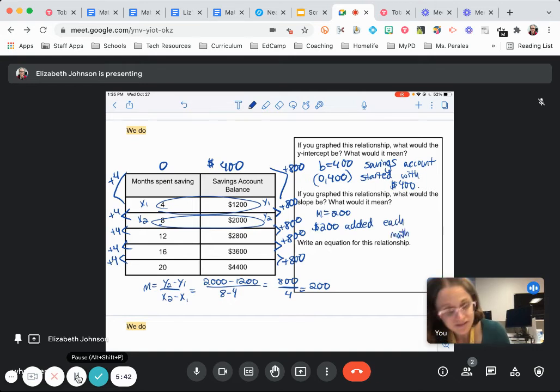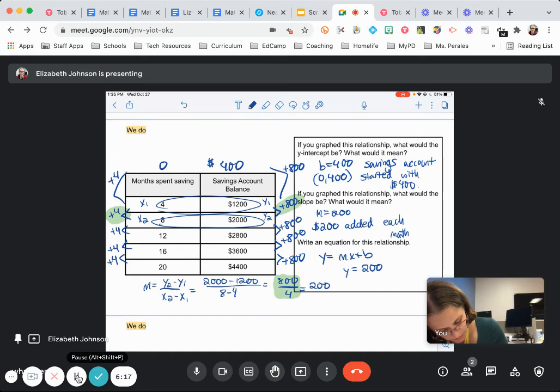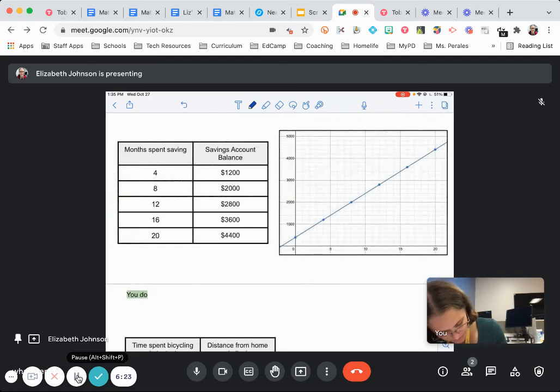Now, there was another way that you could have gotten that slope of 200 as well. Since we identified that we were increasing by 800 in the y values each row, and we were increasing by 4 each row in our x values, we could have just done 800 divided by 4, just by comparing two rows. That's possible because what we're looking for is a constant rate of change. So that was another way to get the slope of the line if we were to graph this. Let's do the easy part. y equals mx plus b means y equals 200x plus 400. And there is your graph.